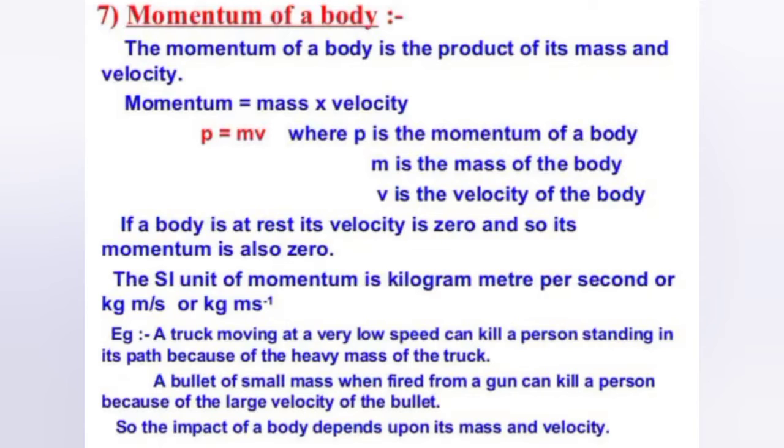For example, a truck moving at very low speed can kill a person standing in its path because of the heavy mass of the truck. A bullet of small mass, when fired from a gun, can kill a person because of the large velocity of the bullet. So the impact of a body depends upon its mass and velocity, and the product of mass and velocity is known as momentum. So if a body is at rest, its velocity will be 0, so the momentum will also be 0. Now we'll discuss Newton's second law of motion.